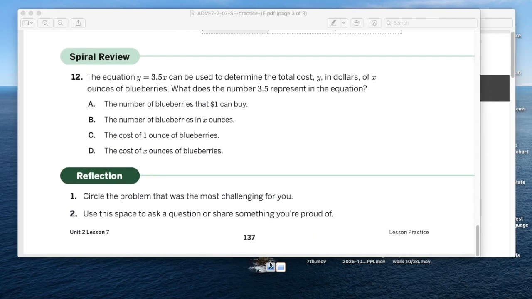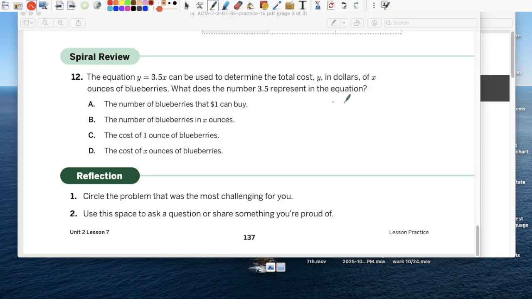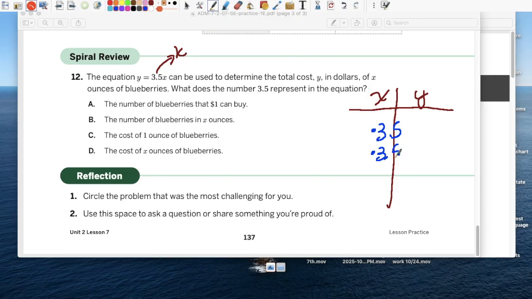Next, y equals 3.5x. So let's create, again, a table. Here's my y, here's my x. Here's my constant of proportionality k. So I know each of these rows, we're going to multiply by 3.5. So whatever x value, to get the y value, you're going to multiply by 3.5.